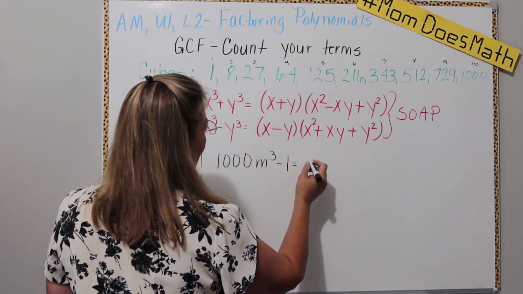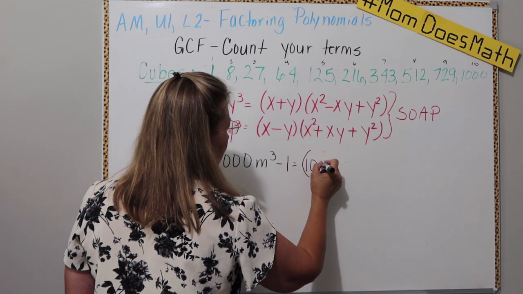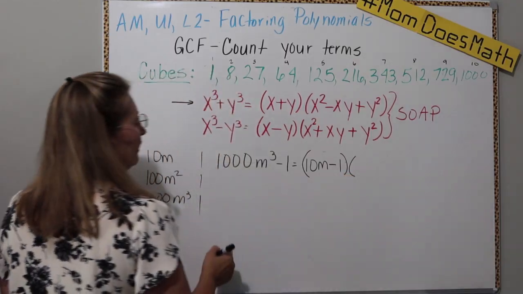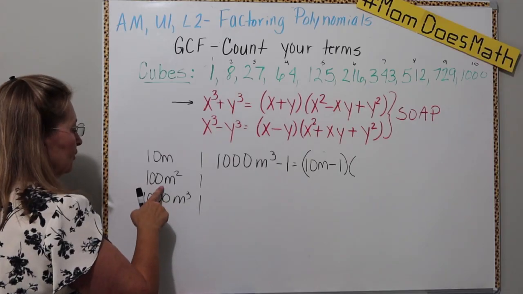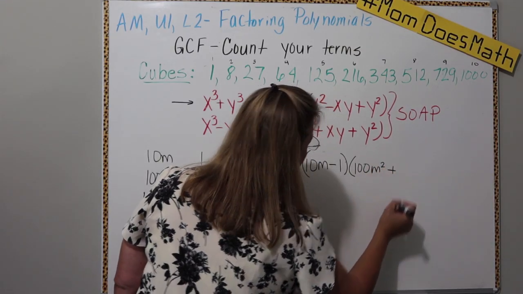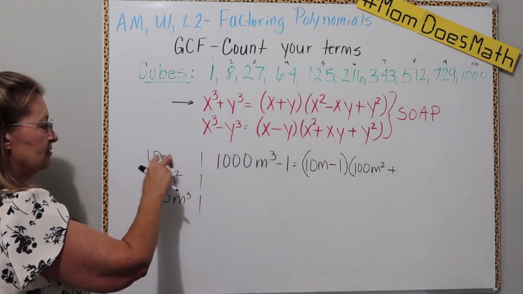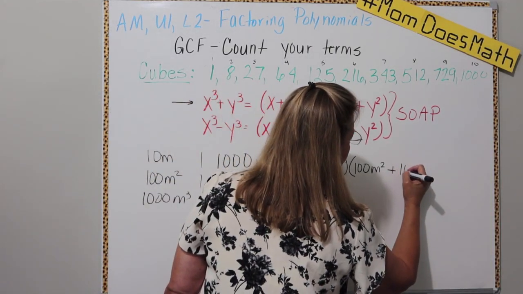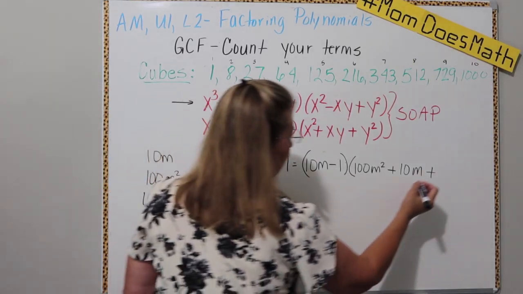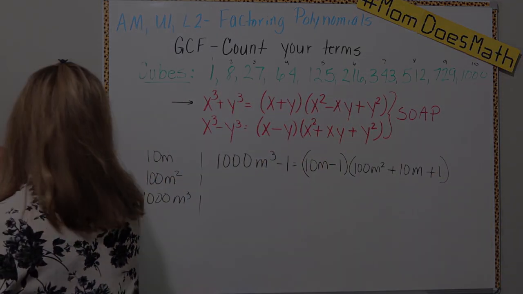I'm using my bottom formula here. I want the cube root of the first number, which is 10m, minus the cube root of this, which is 1. Then I want my root squared, which was 100m squared, plus the cube roots multiplied times each other. 10m times 1 is just going to be 10m, and then the square of the second one. Okay? Easy peasy lemon squeezy.